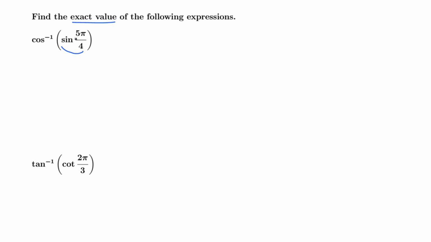So what is sine 5 pi over 4? Unit circle, I think somewhere here. Sine means y coordinate. Okay, look at this, and that's negative root 2 over 2. So this is cosine inverse of negative root 2 over 2.